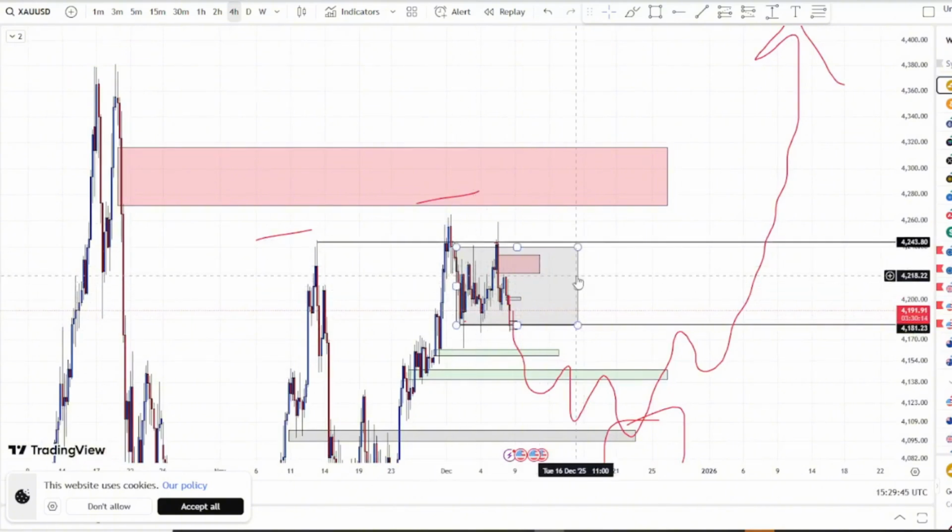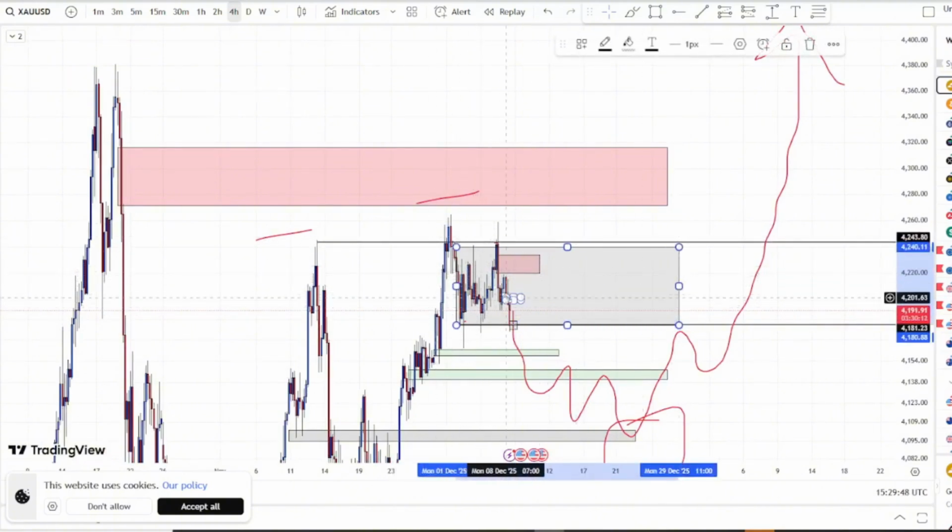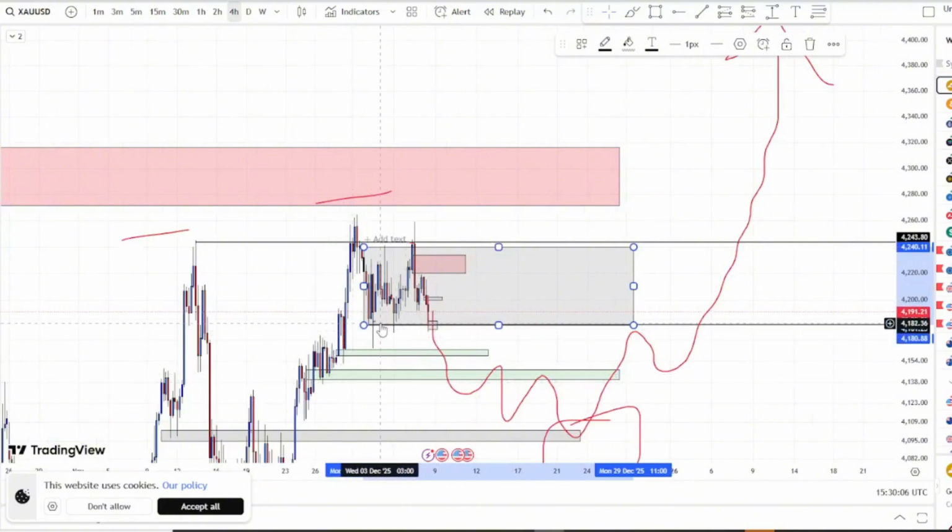Or what we could have is gold consolidate this whole month between 4250 and 4180, which can easily happen. It can definitely happen, and that's a big range, to be fair. It's not a bad range. You wouldn't be complaining about trading such a range, right? But everything is standing on that 4180 level, right? So we're gonna see how that plays out.